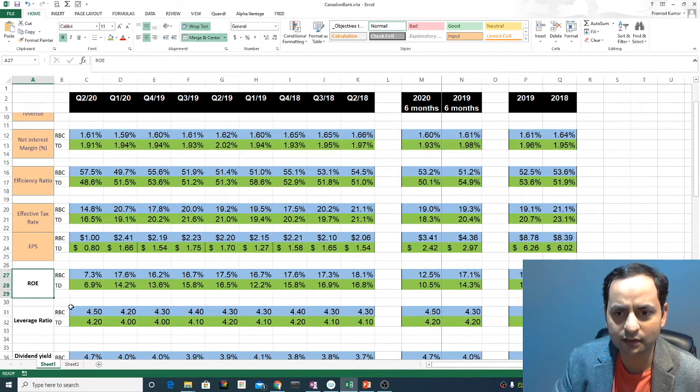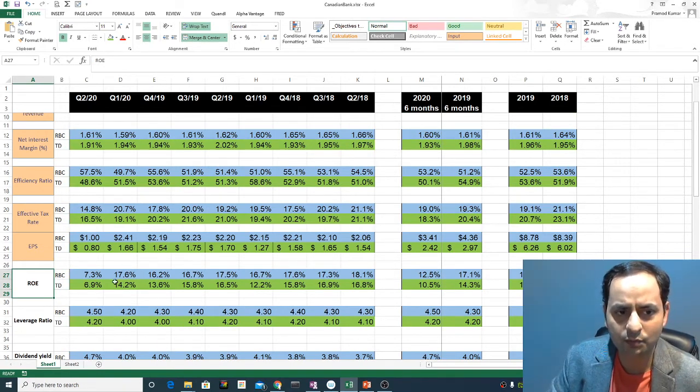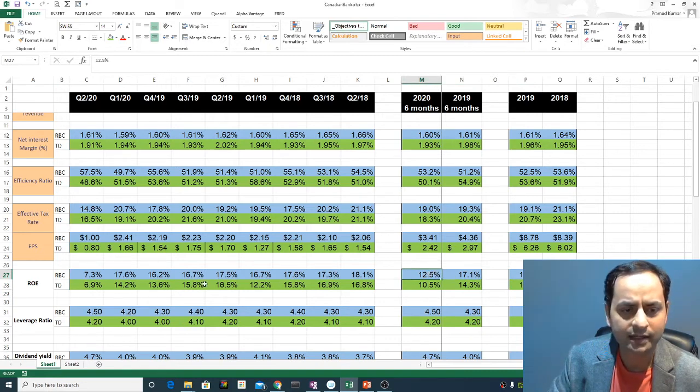Let's say on the return on equity, we have already seen that on the 5 or 10 year average, but here I have also put that on the quarterly basis, and again on the yearly basis as well. Again, if you see year to year, RBC beats TD on that one here, but it's not that bad as well, right? TD is doing pretty good as well.